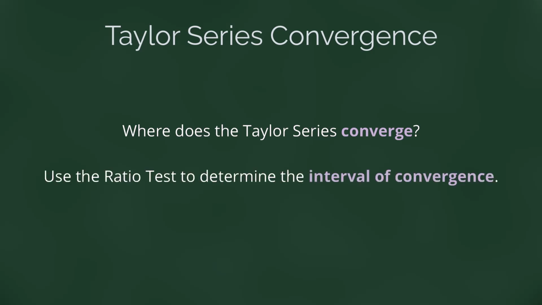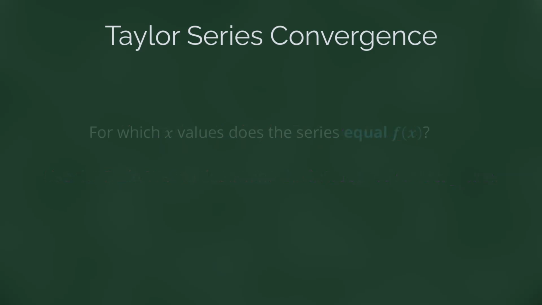Just like we did for power series, we will use the ratio test to determine the interval of convergence. Once we know where our series converges, we can then examine for which of those values does the series actually equal the function. It turns out that this question depends entirely on the notion of the remainder that we explored when we looked at Taylor polynomials.